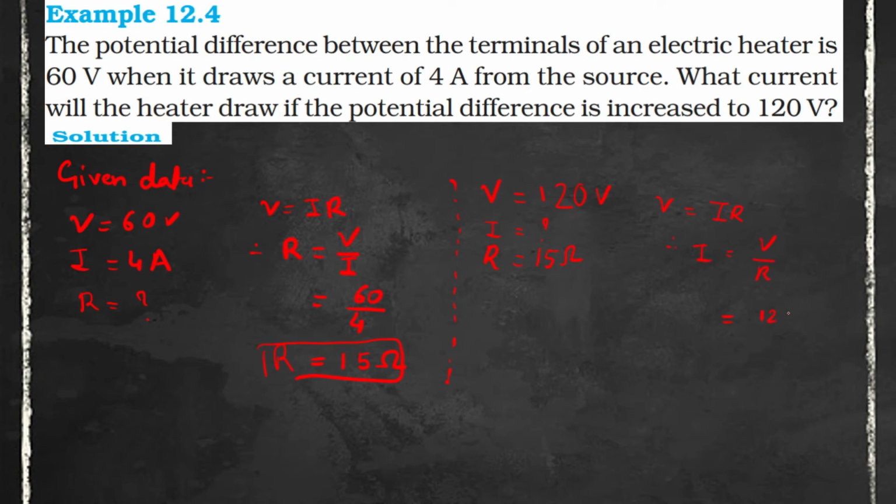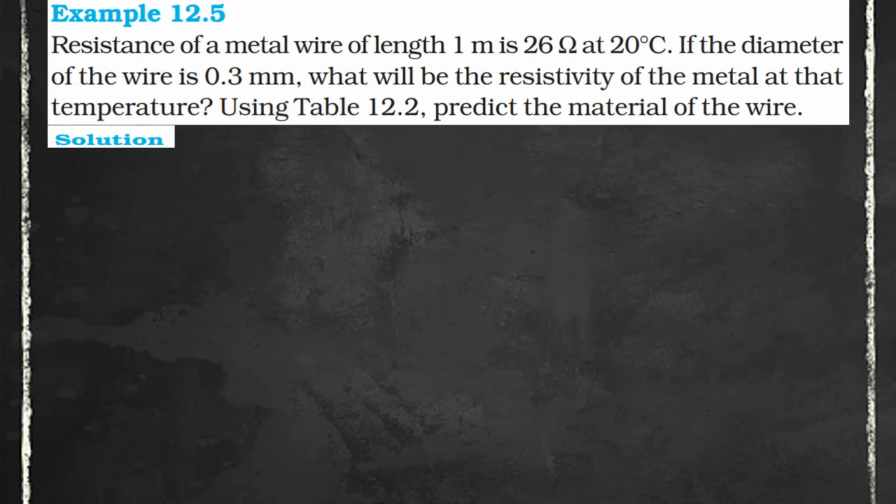So we will get 120 divided by 15. So the value of I which we will get will be 8 ampere. So the current through the heater becomes 8 ampere. Now let's discuss example 12.5.